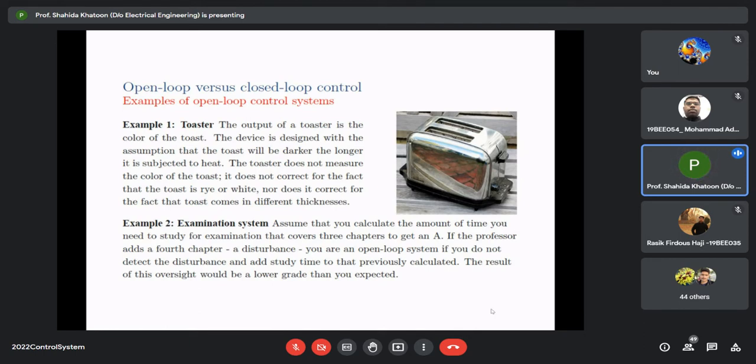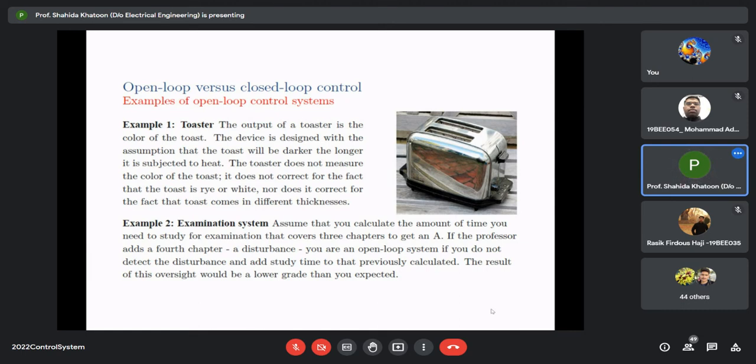A toaster is not able to measure the color of the toast or the brownness of the toast. Or the examination system: if the mood of the professor is not very good, he may add a fourth chapter to a previously determined three chapters. So you can see that a disturbance in the system can downgrade your result, right? So the systems in which you do not have much control over the output are the open loop types of control systems.